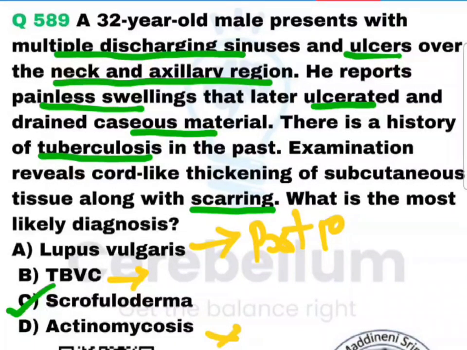So the answer is scrofuloderma. And remember, scrofuloderma is the most common type of cutaneous tuberculosis in children. So I hope this video helps.